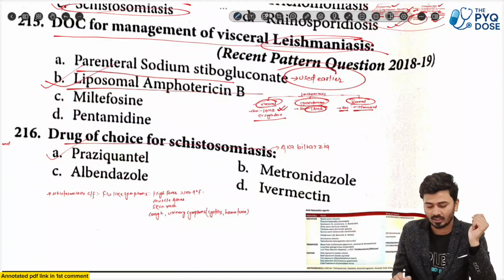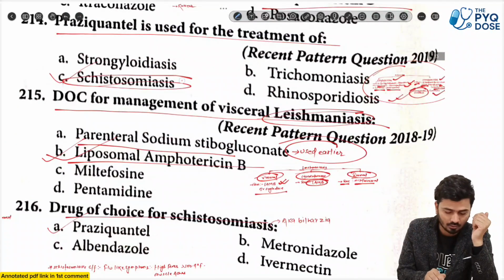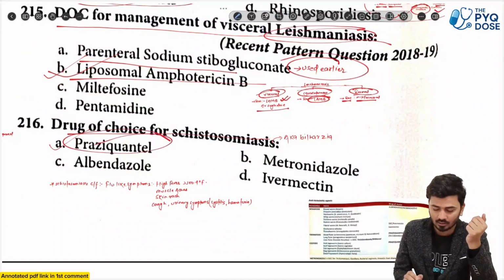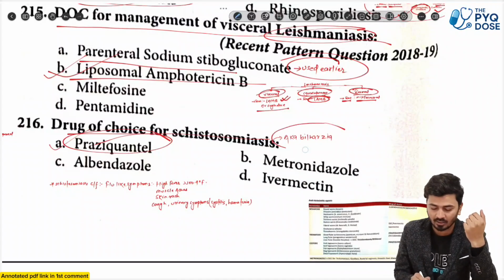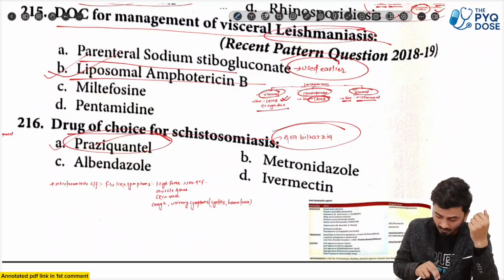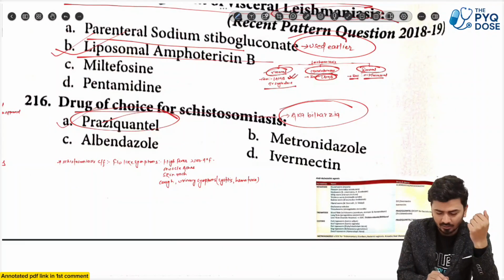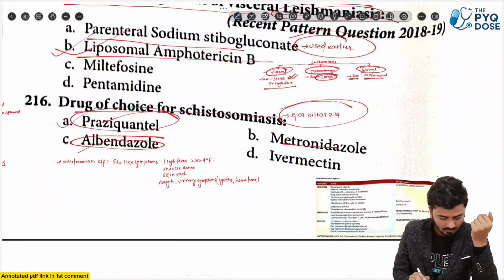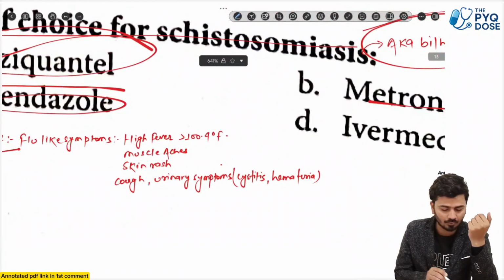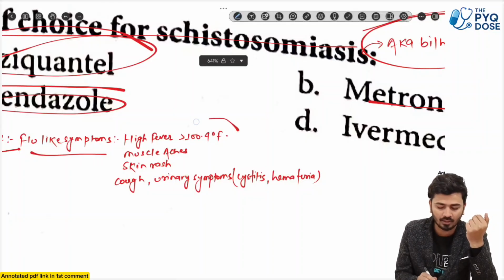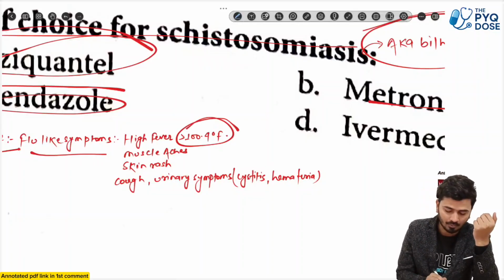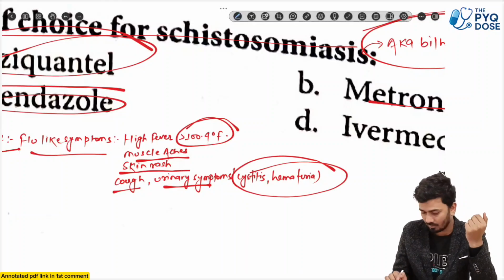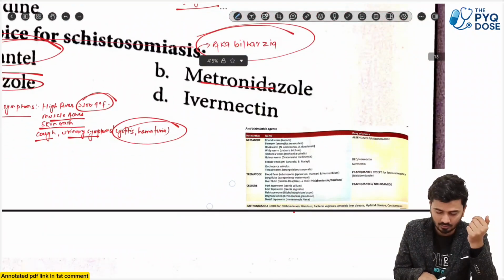Drug of choice for schistosomiasis. For schistosomiasis, praziquantel is used. Schistosomiasis is also called bilharzia. And albendazole can be used in the treatment of all the nematodes. The clinical features of schistosomiasis include flu-like symptoms, that is high fever greater than 100.4 degrees Fahrenheit, muscle aches, skin rash, cough, and urinary symptoms like cystitis and hematuria can be present.